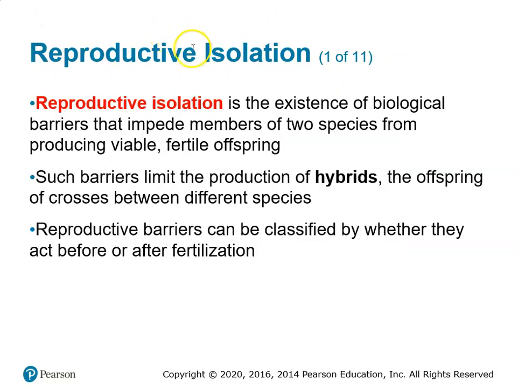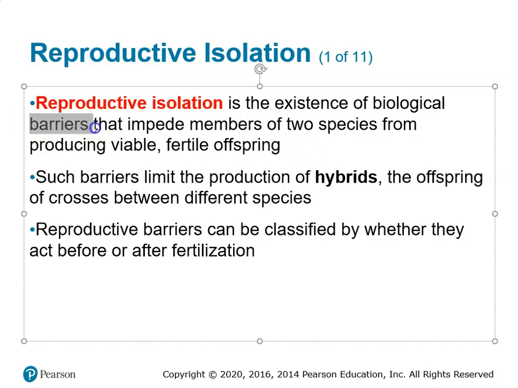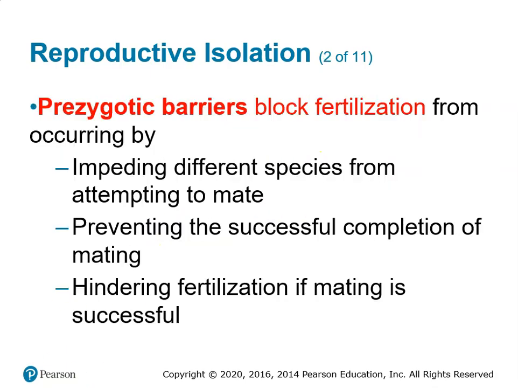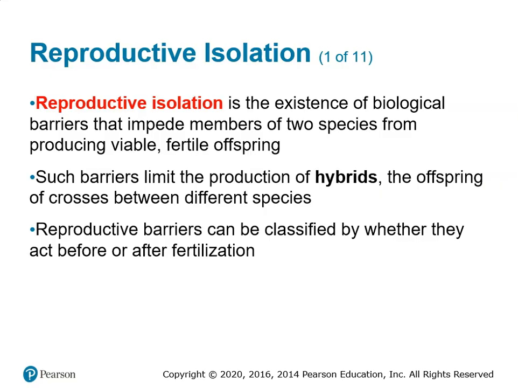Reproductive isolation is the existence of biological barriers that prevent members of two species from producing viable, fertile offspring, and so they limit the production of hybrids. You have to have a barrier to lead to speciation. You can't have gene flow, because gene flow will not lead to speciation.